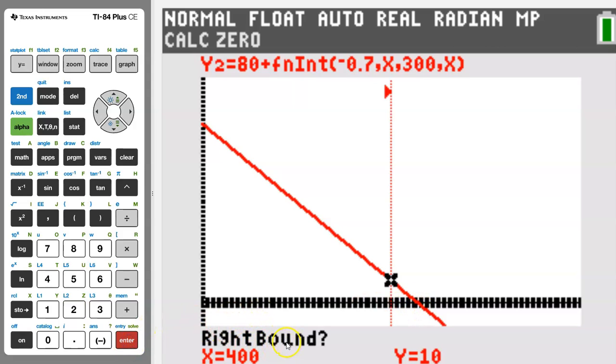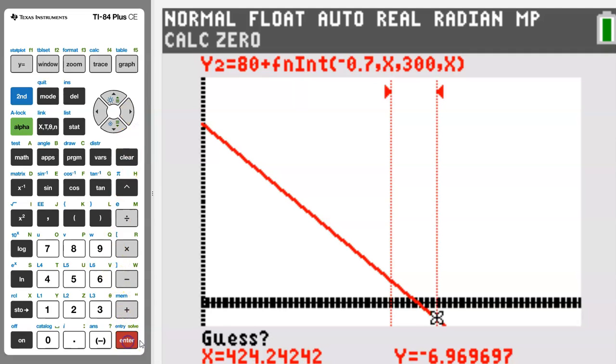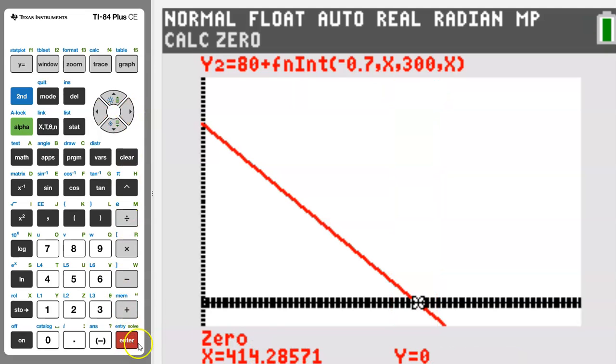Now the calculator asks for a right bound. Move the pointer to the right of the x-intercept and hit enter. When the calculator asks for a guess, move the pointer right to about where you see the x-intercept, as close as you can, and hit enter.